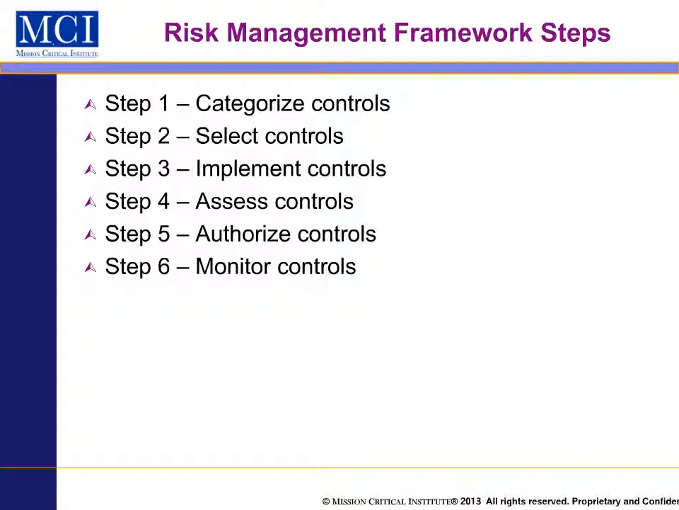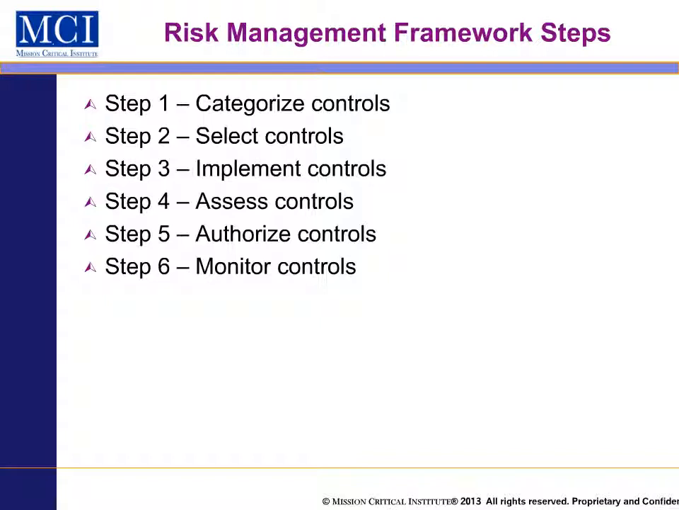Step 3 is to implement the security controls and to describe how the controls are employed within the information system and its environment of operation. Step 4 is to assess the security controls using appropriate assessment procedures to determine the extent to which the controls are implemented correctly, operating as intended, and producing the desired outcome with respect to meeting the security requirements for the system.